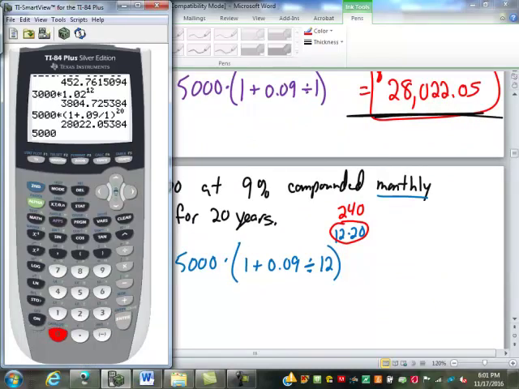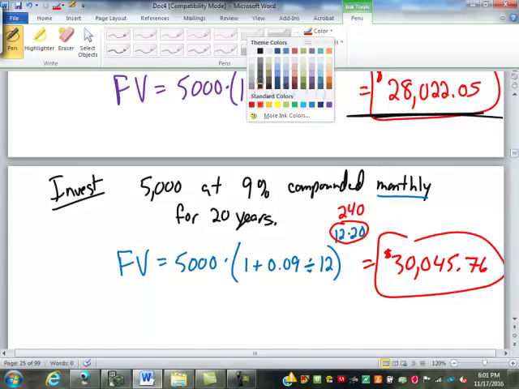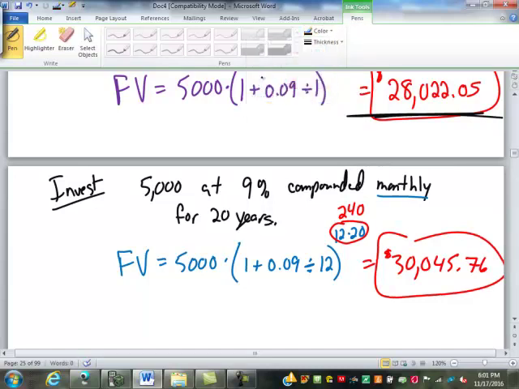So I'm going to punch this in the calculator. 5,000 times, parentheses, 1 plus 0.09 divided by 12, close parentheses, to the power of 240. $30,045.76. Not only is it more, it's over $2,000 more. Any questions?